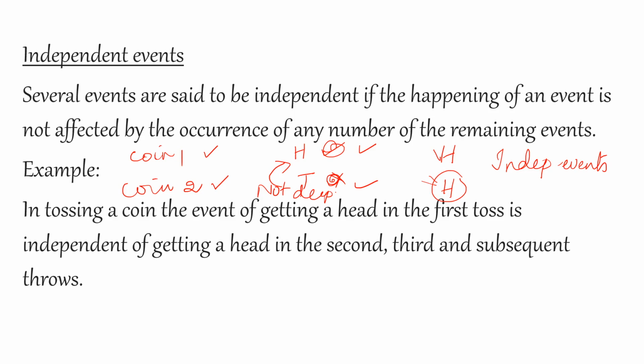Okay. Now, in tossing a coin, that's what I have explained. In the tossing of a coin, the event of getting a head in the first toss is independent of getting a head in the second, third and subsequent throws.